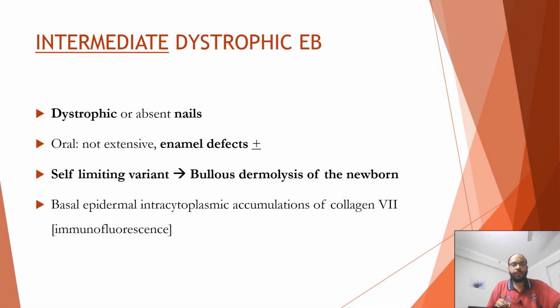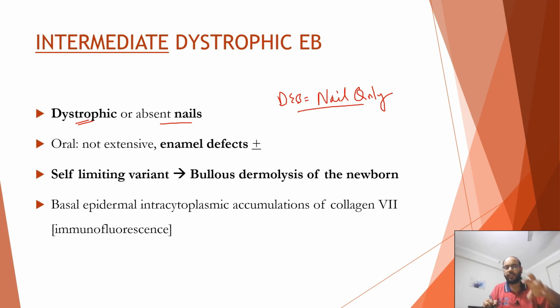So here you have dystrophic or absent nails. Now the absence of nail is a consistent feature of all subtypes of dystrophic EB. In fact, you have a distinct subtype of dystrophic EB, which is known as dystrophic EB nail only, in which nails are dystrophic, they are absent, they are scarred, but there is limited skin involvement or no skin involvement. But dystrophic EB nail only is not a subtype of intermediate. I was just discussing it.